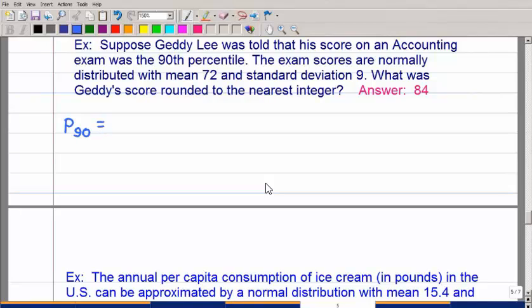Go to the cumulative normal, closest one to 0.9. So here are the two numbers that it's between, 8997 and 9015. Clearly 8997 is the closest. It's in the 1.2 row and the 0.08 column. So our z-score would be 1.28.